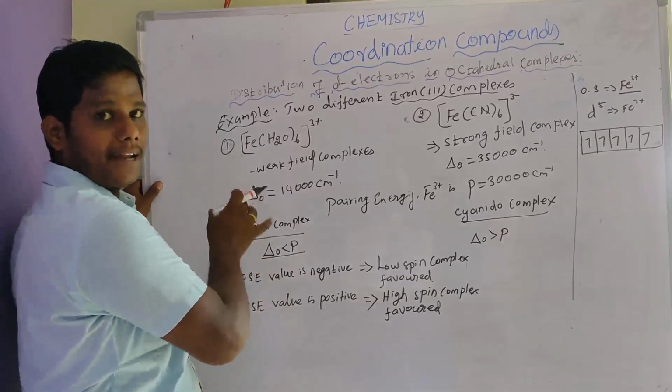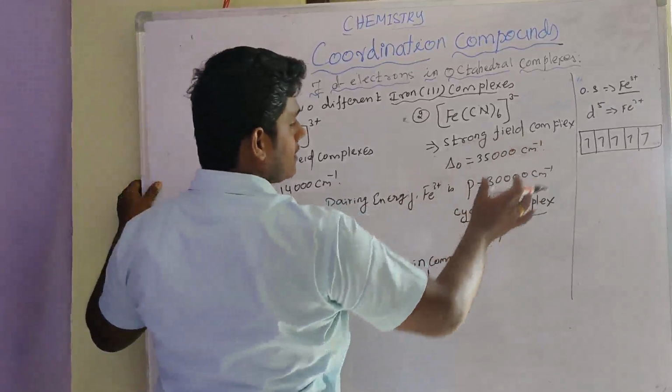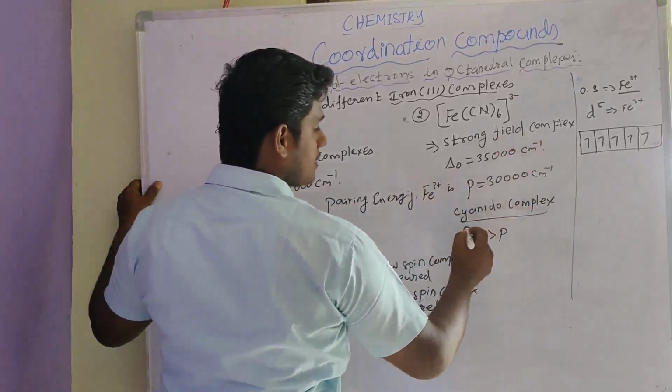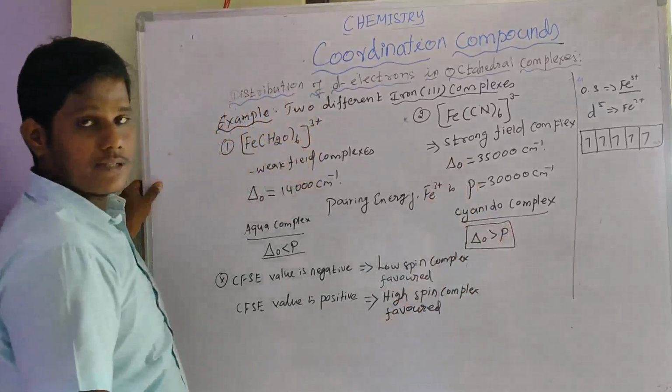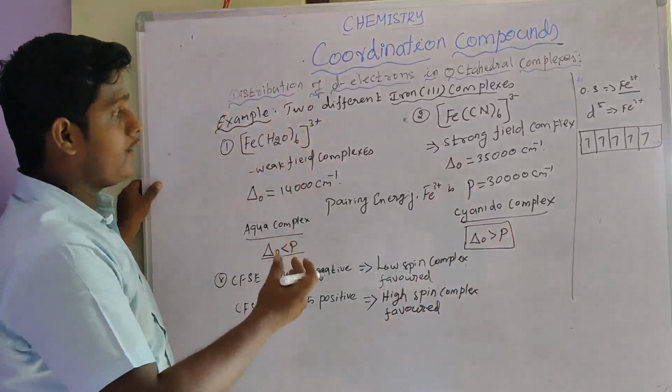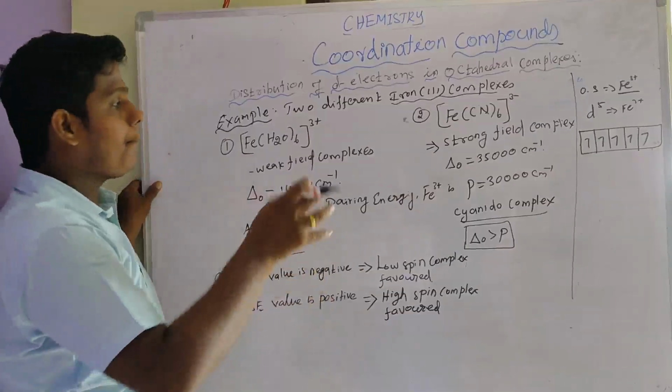Electrons do not pair in the d orbitals. But in a strong field complex, the cyanido complex, delta naught is greater than P. That means the crystal field splitting energy is very high, so the ligand is a strong ligand, and the d electrons are paired.